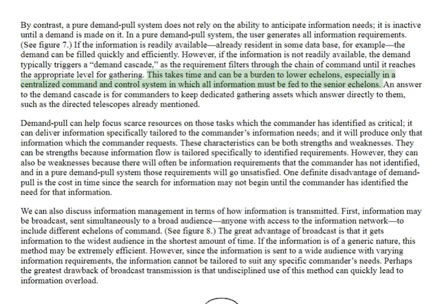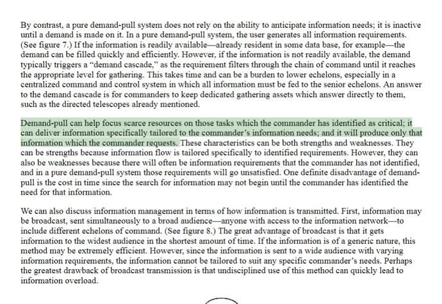This takes time and can be a burden to lower echelons, especially in the centralized command and control system in which all information must be fed to the senior echelons. An answer to the demand cascade is for commanders to keep dedicated gathering assets which answer directly to them, such as the directed telescopes already mentioned. Demand pull can help focus scarce resources on those tasks which the commander has identified as critical.